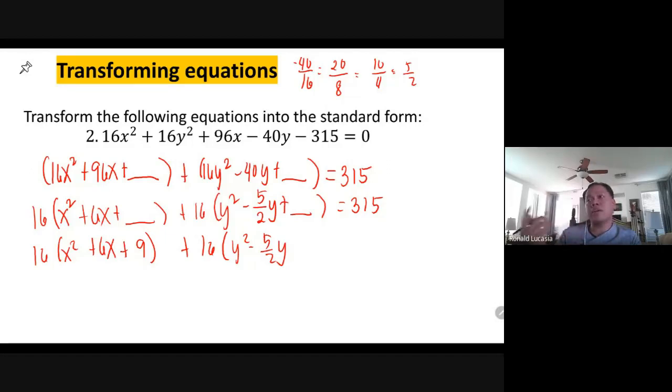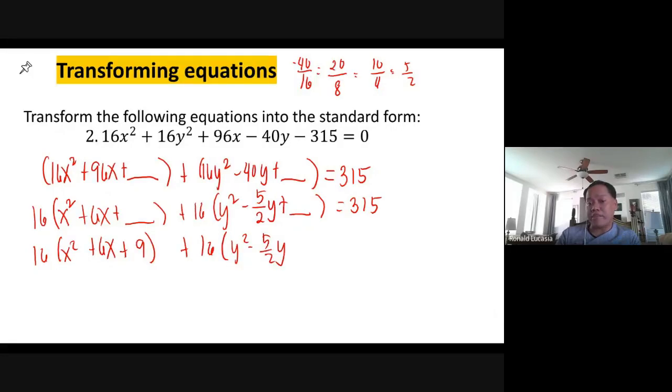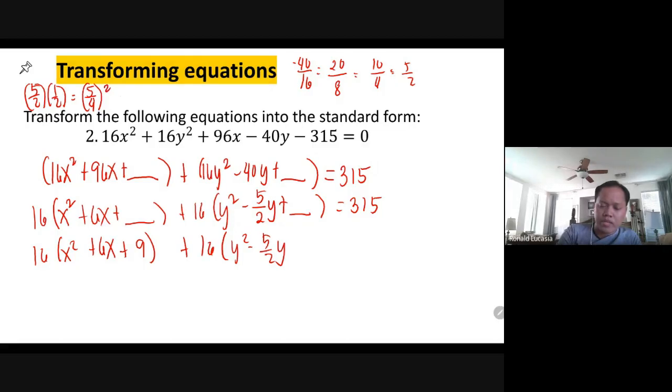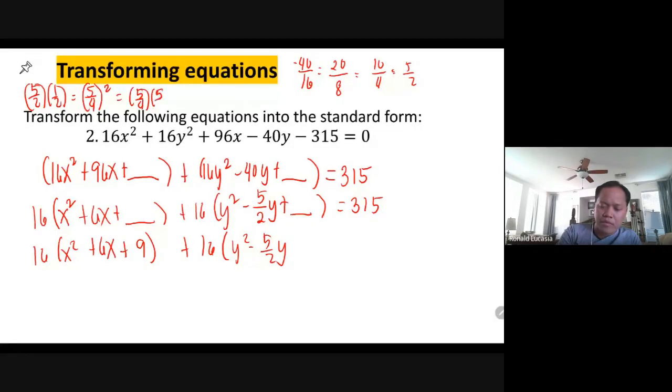When you want to get one half of a certain number, all you have to do is multiply it by 1 half. So 5 over 2 multiplied by 1 half. When you multiply a fraction, you multiply the numerator with the numerator, denominator with the denominator. So that's 5 over 4. This 5 over 4 will be squared. So that's 5 over 4 times 5 over 4. That's 25 over 16. So I will be adding here 25 over 16. Okay? Is equal to 315.